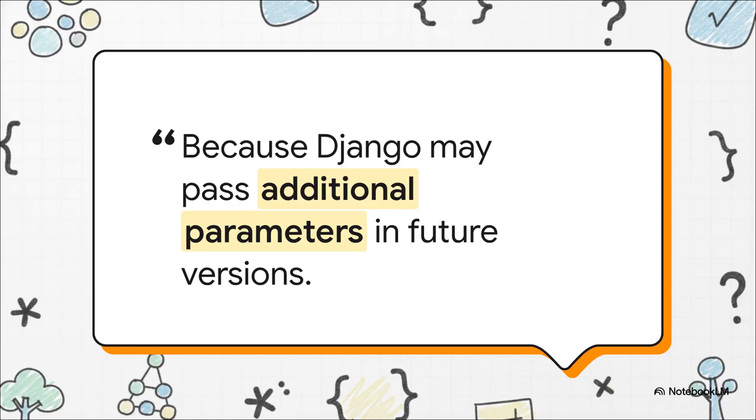Massive frameworks like Django or task queues like Celery use this exact pattern constantly under the hood to future-proof their code. If Django adds new parameters to the save method in a future release, your overridden method won't break at all. It just safely catches and passes along whatever it receives.